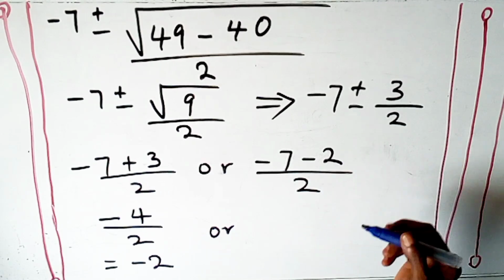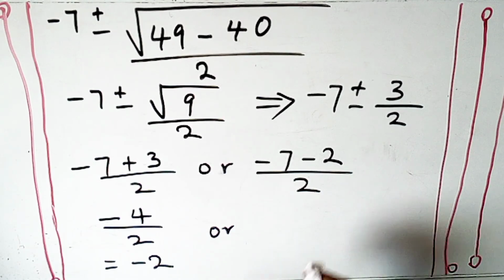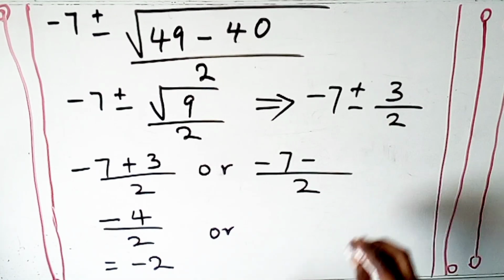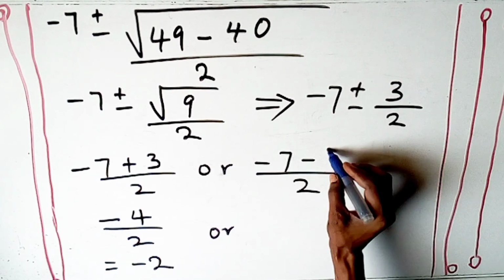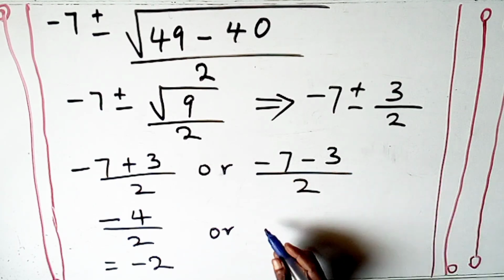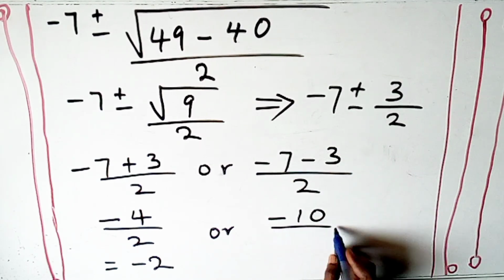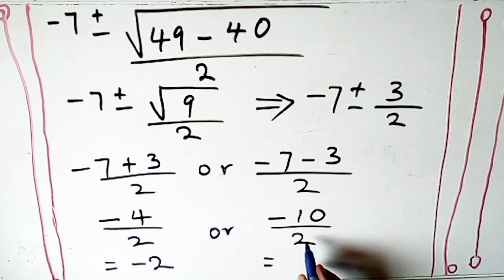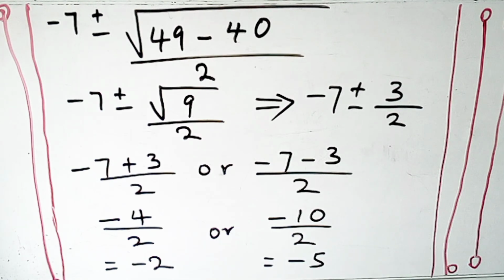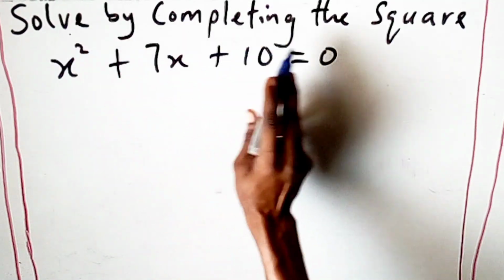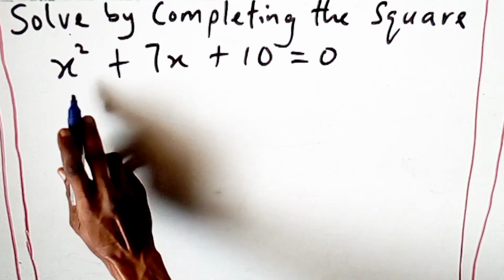Sorry, there's a mistake here. That should be -3. So we have -7 - 3, which will give us -10 over 2, which is equal to -5.